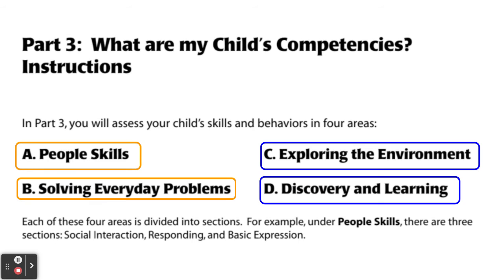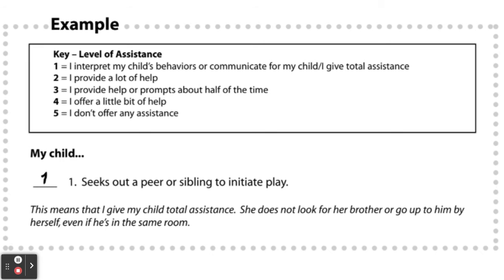In each section of part 3, you are asked to rate the amount of assistance your child needs in each of these 4 areas. One of the nicest parts of this assessment is that they make that job of rating easy by giving a very simple rating scale that asks you to think about the level of assistance your child needs to complete each of the skills listed in part 3. Starting with you're giving total assistance and moving all the way up to I don't need to offer any assistance. It's a nice, easy to understand scale.